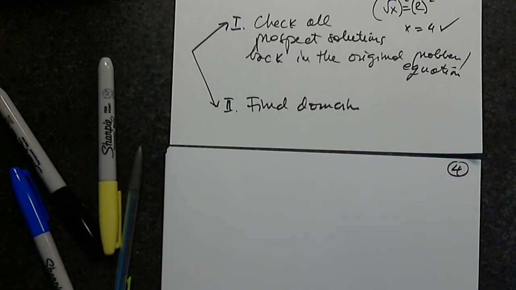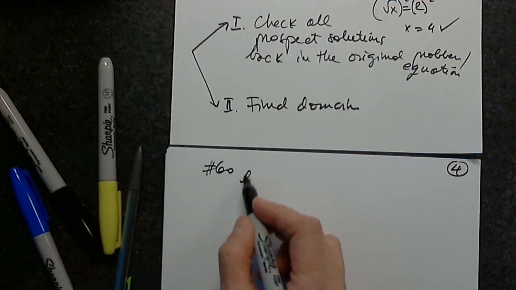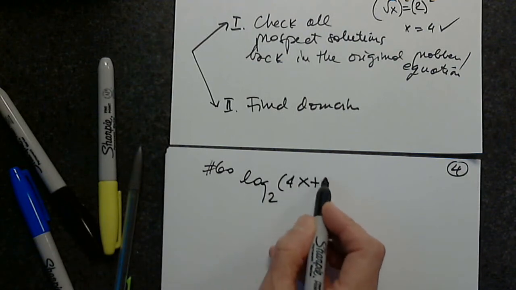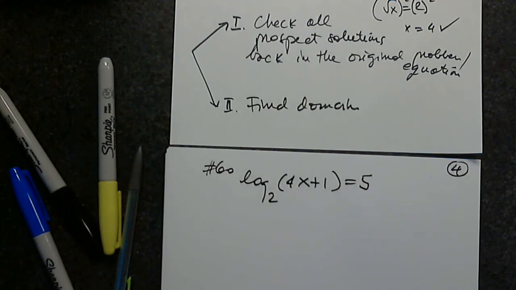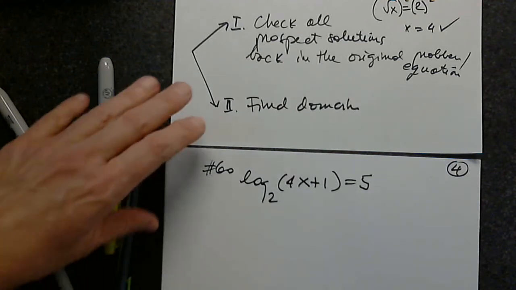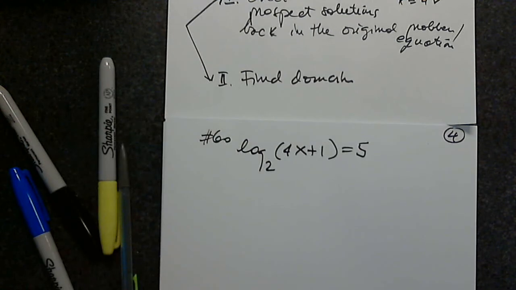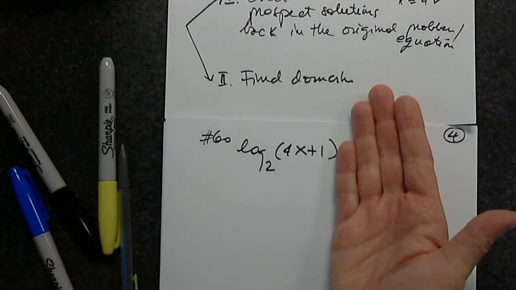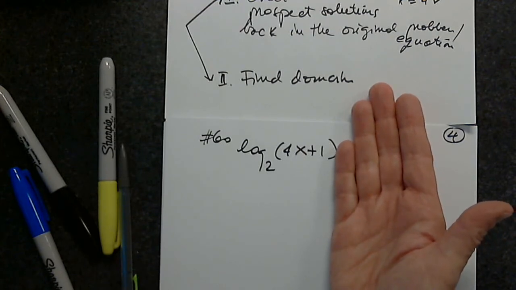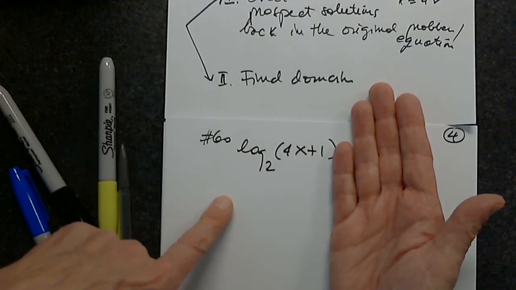So first log equation. Let's start with a simple one, like 60. Log base 2 of 4x plus 1 equals 5. What could be the domain of this function? Forget about the fact that it's an equation. What do I have to write to find the domain of this function? Let's say I'm given this function, I'm asked, find the domain. Don't do anything else. What do I have to write and solve?